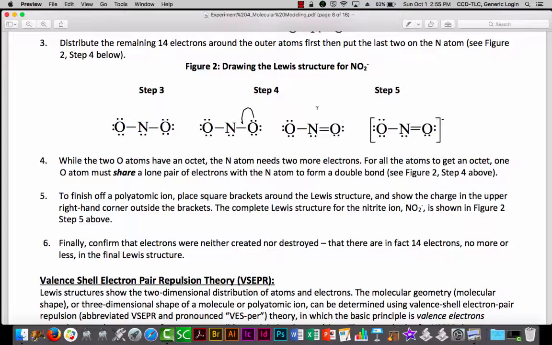So let's check our octets. This oxygen has 2, 4, 6 non-bonding electrons and 1 pair of bonding electrons, so that's 8. This oxygen has 2, 4 non-bonding electrons, 4 bonding electrons, that's 8. Nitrogen has 2 non-bonding electrons and 2, 4, 6 bonding electrons, that's 8. So we're good. And remember, since this is a polyatomic ion, we have to draw the brackets around the Lewis structure and then put the charge in the upper right-hand corner.